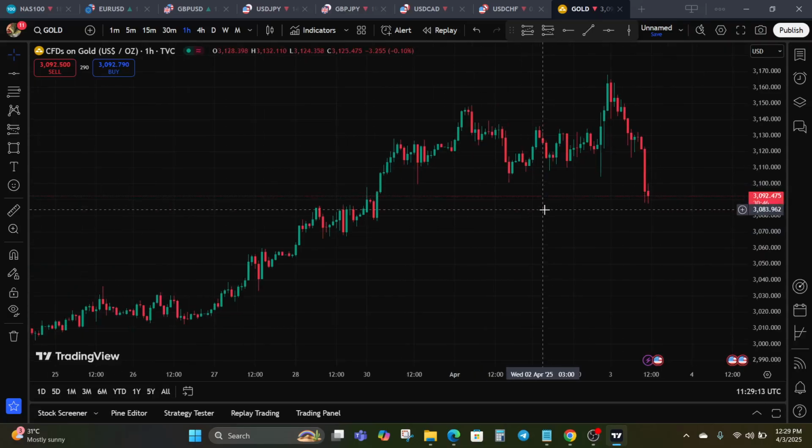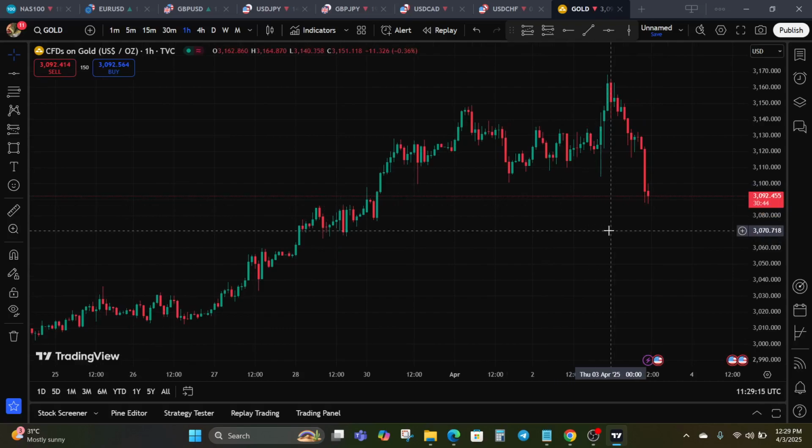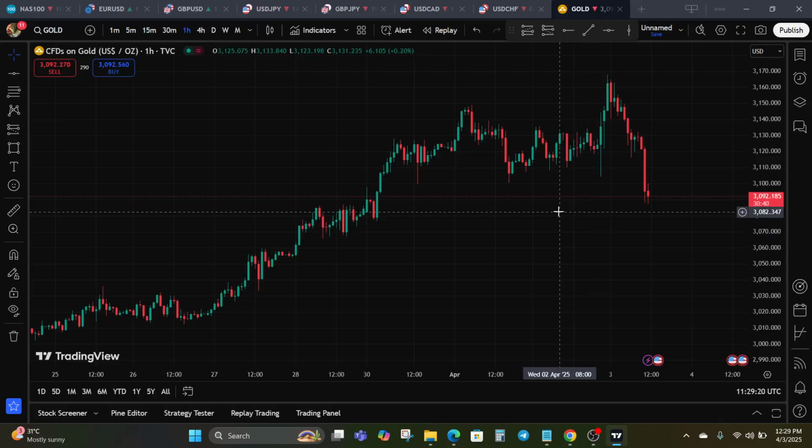To make this 1 hour gold strategy work effectively, we use a combination of trend indicators, momentum oscillators, and price action confirmation. Okay, so the indicators we're going to be using are the exponential moving averages, the 50 EMA and 200 EMA. We're also going to be using the RSI, and of course, we need to make use of support and resistance levels.